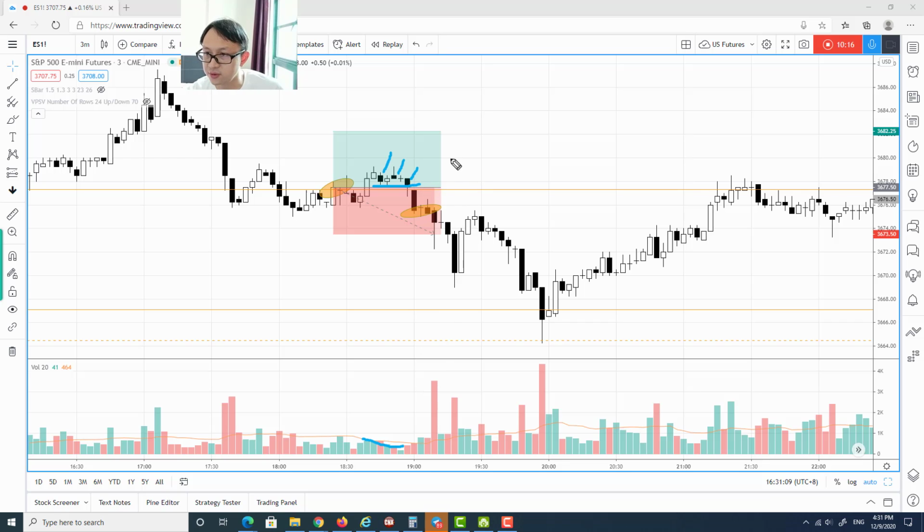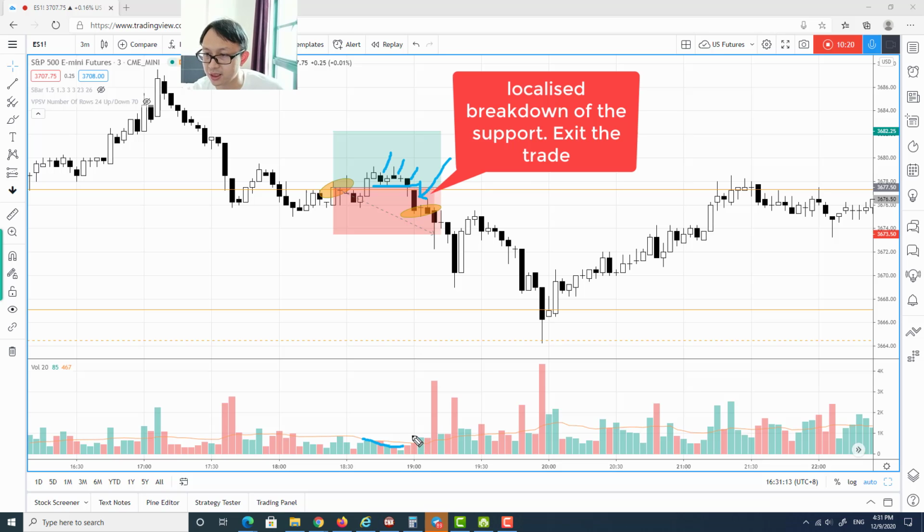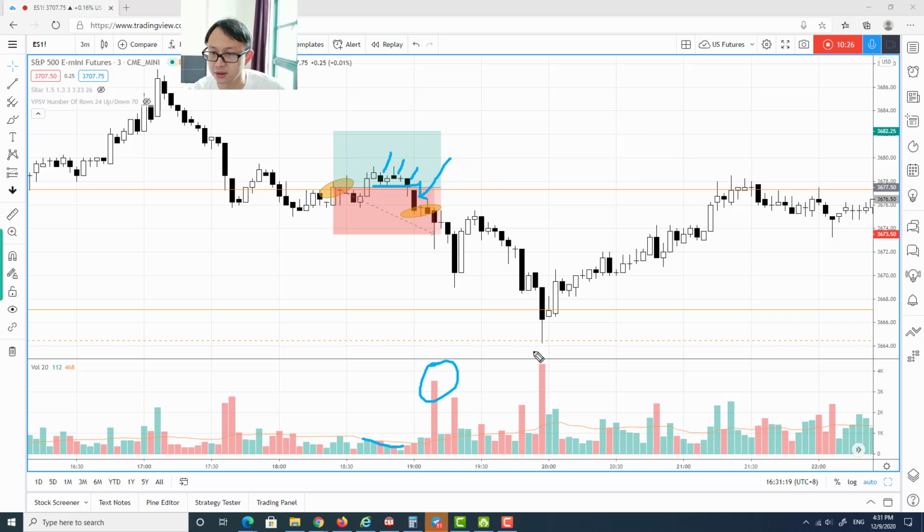So even with this localized breakdown, we see that the supply level is generally low. So we didn't see a spike of the supply, something like this, or even this. So it's a very low supply level. But in terms of the price action, it certainly just broke below this immediate support level. So right after the breakdown of the localized support level, I just exit my trade.